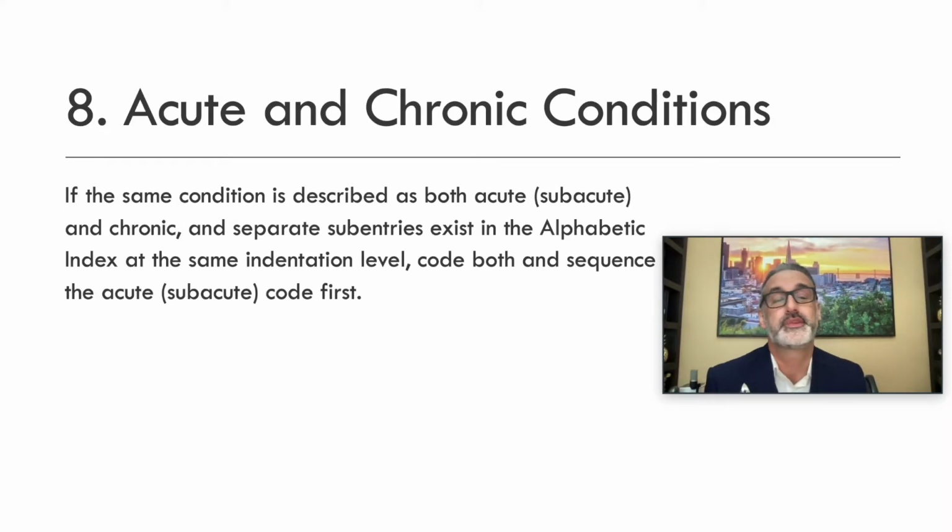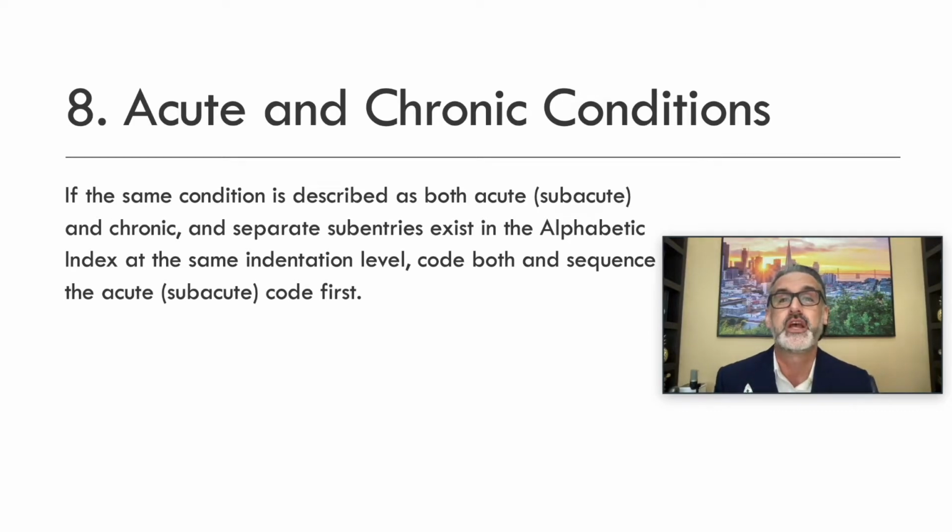Now, number 8 here deals with acute and chronic conditions. Sometimes a condition can be described as both acute, also known as subacute, and chronic. Looking at the guidelines here, it says that when we have both of them, code both, and the sequencing as acute goes first. Sometimes we have one code that says acute and chronic. Other times we don't, depending on the condition. So we'll need one separate code for the acute status and a second code for the chronic status.